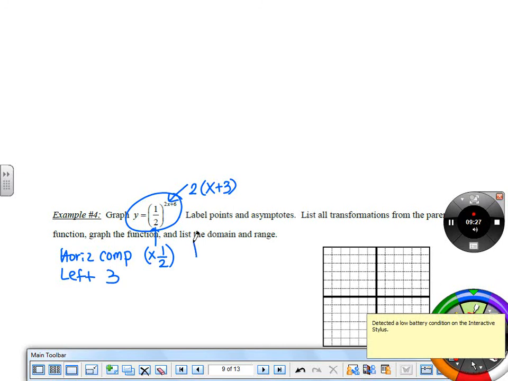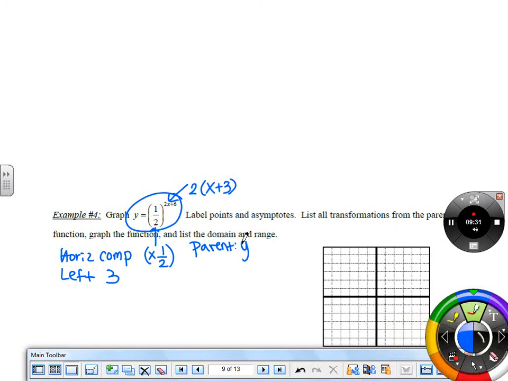And our parent function in this case is an exponential function with a base of 1/2. And so remember, that looks like decay. And we know that we have the point at 0, 1. We have the asymptote at 0. And we can plug in a couple other points. So again, I'm going to stick with plugging in 1 and -1. So I get 1, 1/2, and -1, 2 to get this parent function graph.